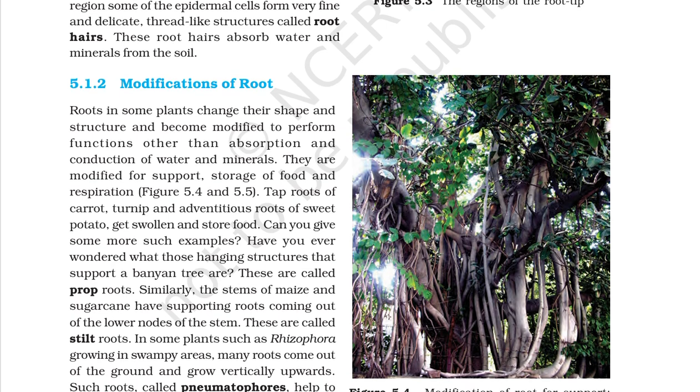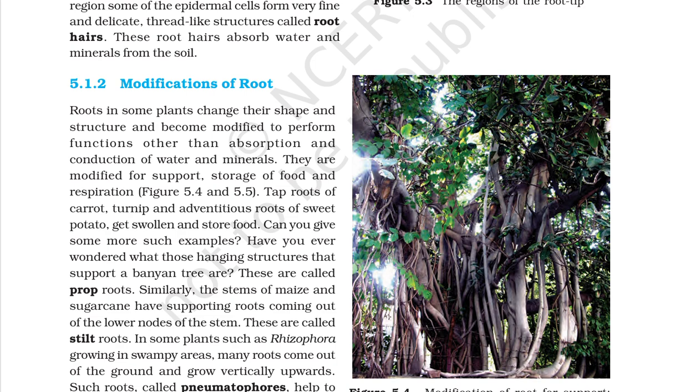5.1.2 Modifications of root. Roots in some plants change their shape and structure and become modified to perform functions other than absorption and conduction of water and minerals. They are modified for storage of food, support and respiration. Tap roots of carrot and turnip and adventitious roots of sweet potato get swollen and store food.